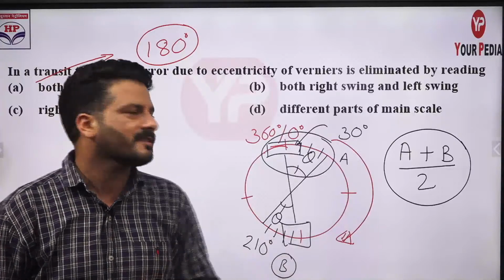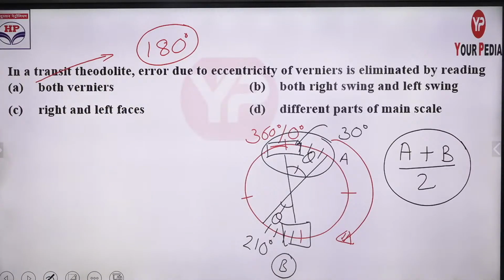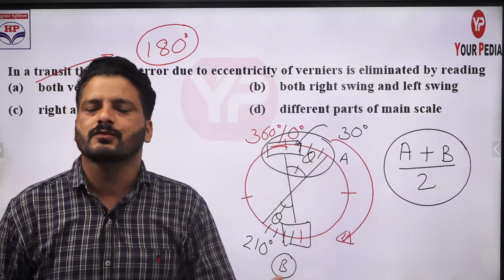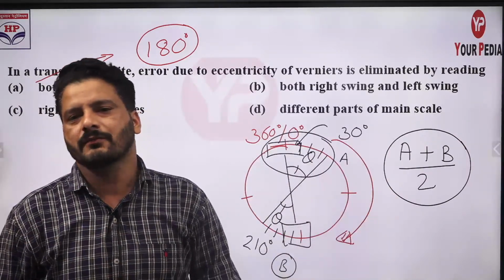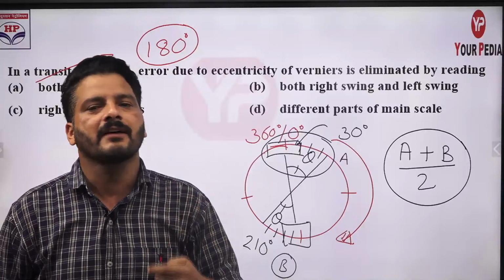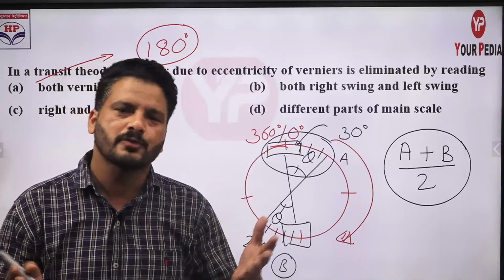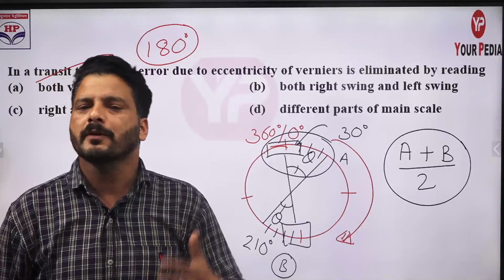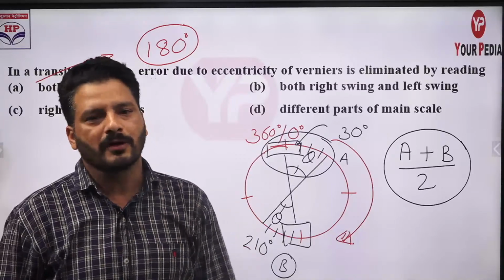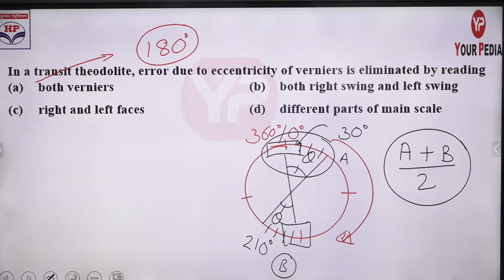So in which this vertical circle is towards the left of the observer, that is the face left condition. When the vertical circle is towards the right of the observer, then it is the face right condition. So with respect to the vertical circle, we have the bubble also. So what is the position of the bubble? Telescope in normal position and telescope in inverted position is also important. We will see in a few next questions. We have some questions on this one also.